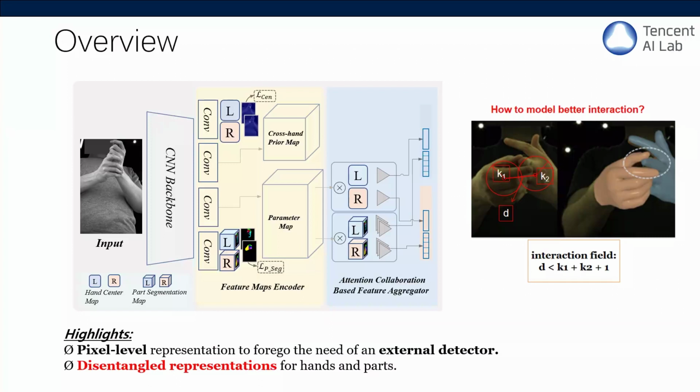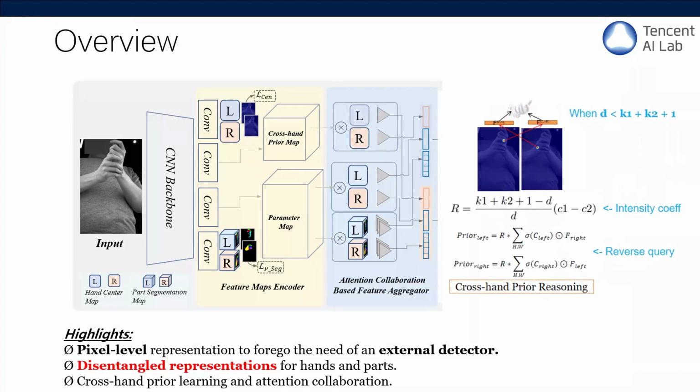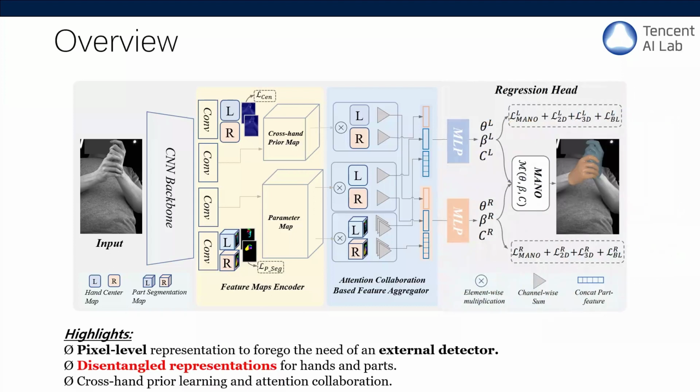Finally, to model better interaction, we adopt a novel strategy to strengthen the interdependency only when the two hands are interacting with a threshold like this. And in this case, we learn the cross-hand interaction map, and then we do a reverse query using the center position of the other hand. And there is also an intensity factor related to the Gaussian kernel size to adjust the strength. Finally, all these three kinds of representations are collaborated to regress the final MANO parameters and the weak camera parameters for each hand.